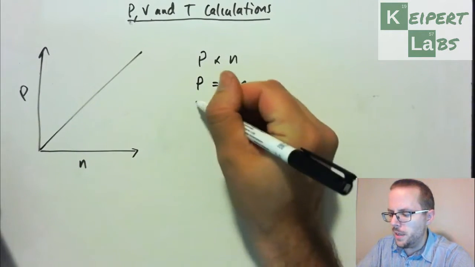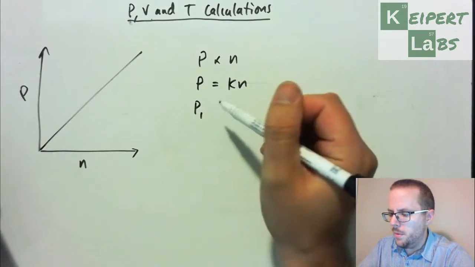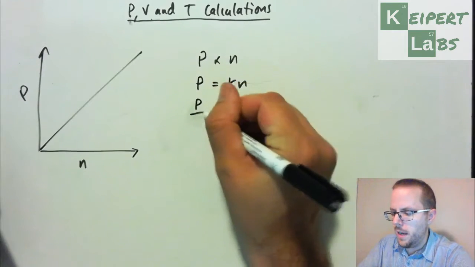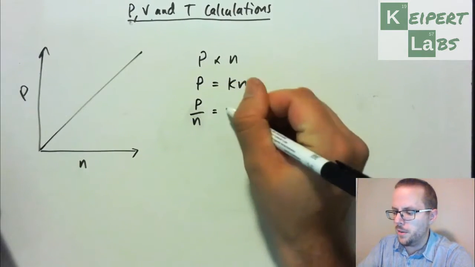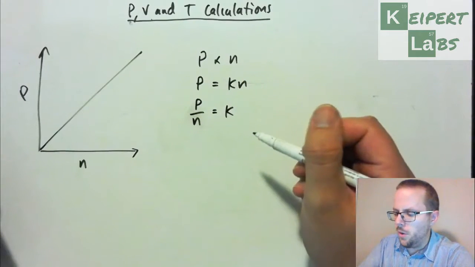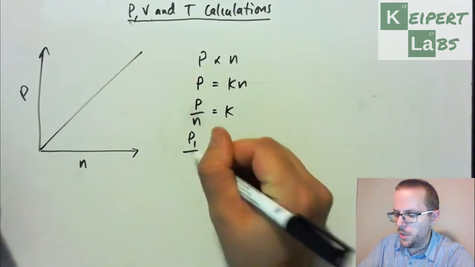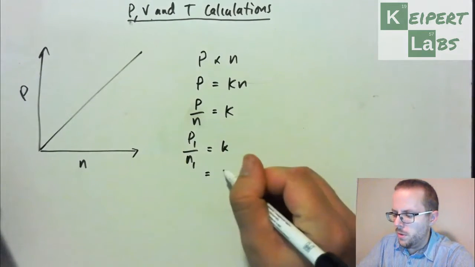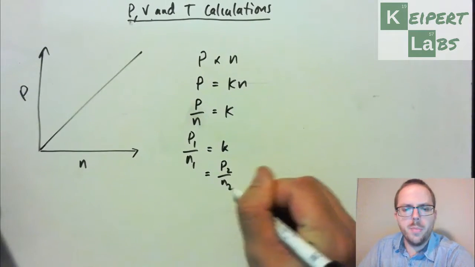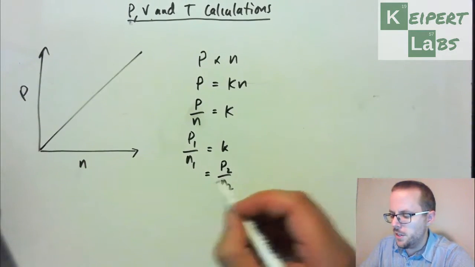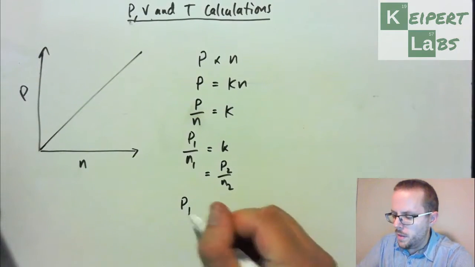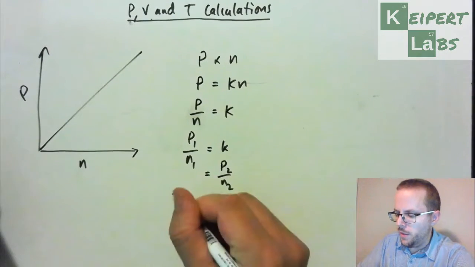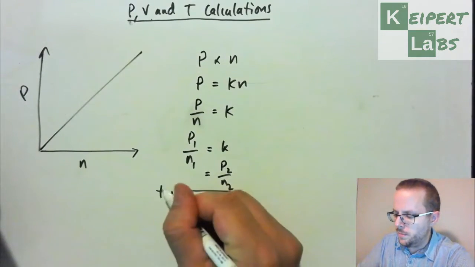Now I can take the pressure and divide it by the number of particles and I get some constant. So I can say when I have a certain pressure at a certain number of particles, that will equal K, which will also equal the pressure and number of particles at some other conditions. So we get this relationship going on here. This is the second one that I really want you to highlight with an asterisk.